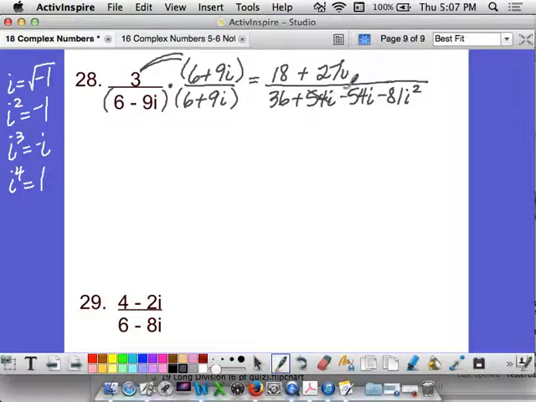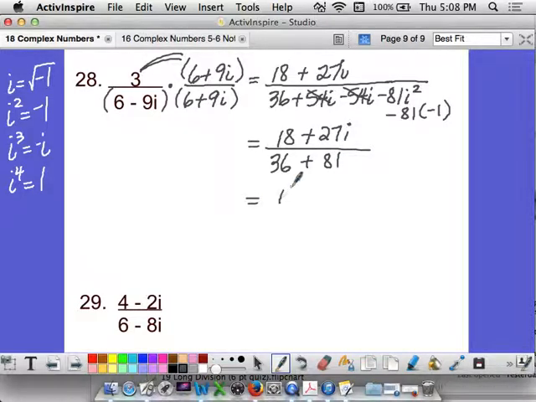Now conjugates will cancel in the middle. So what I have is 18 plus 27i over 36, and then minus 81 times negative 1, since i squared is equal to negative 1, so plus 81. When I add up my denominator, I get 117. However, when I look at all three of those numbers, I see that they are divisible by 3.